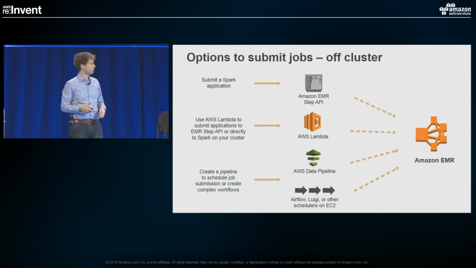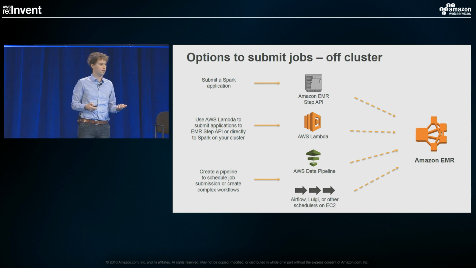Here are some popular ones. You can use the Amazon EMR step API. When you create a cluster, you can submit a step, which is a unit of work. It could be a Hive job or a Spark job, and EMR has tooling around it to say when this job completes, terminate the cluster. It's a very easy way to fire off transient clusters and shut them down, or you can have a long-running cluster and submit steps to it over the lifetime of the cluster.